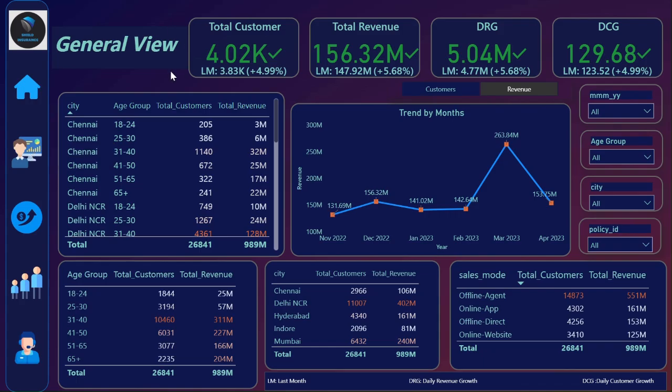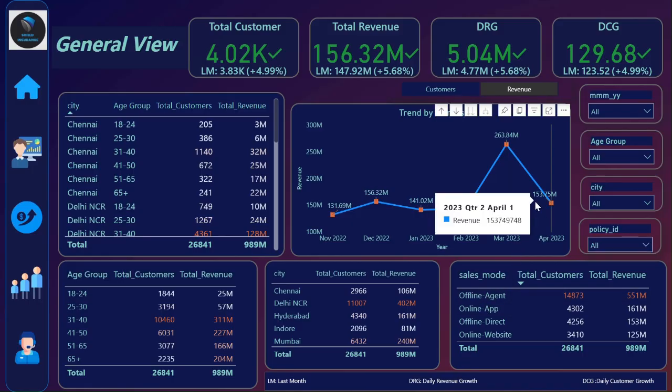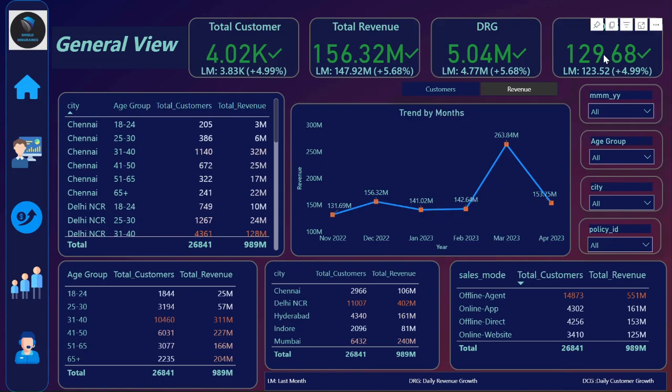In the general view module, we focus on analyzing the overall performance of Shield Insurance. The KPIs include total customers, to track customer base growth, and total revenue, to measure the overall financial performance. DRG means daily revenue growth, showing the revenue trends over time. DCG means daily customer growth, highlighting how customer acquisition is progressing.